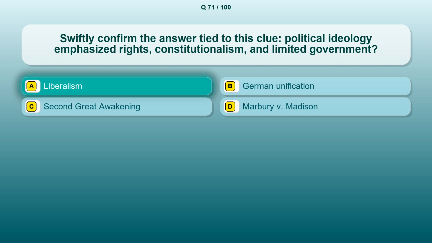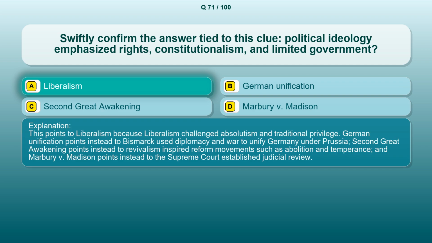The correct answer is option A, liberalism. This points to liberalism because liberalism challenged absolutism and traditional privilege. German unification points instead to Bismarck used diplomacy and war to unify Germany under Prussia. Second Great Awakening points instead to revivalism-inspired reform movements, such as abolition and temperance, and Marbury v. Madison points instead to the Supreme Court established judicial review.